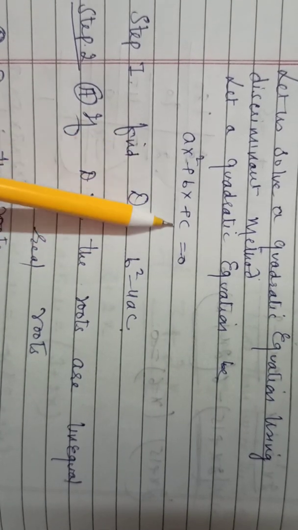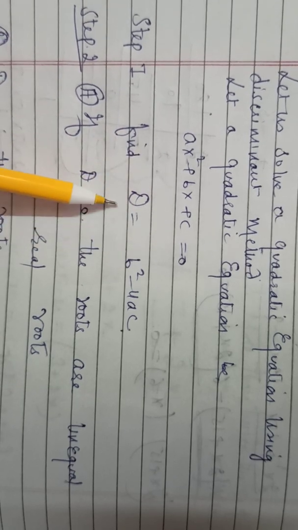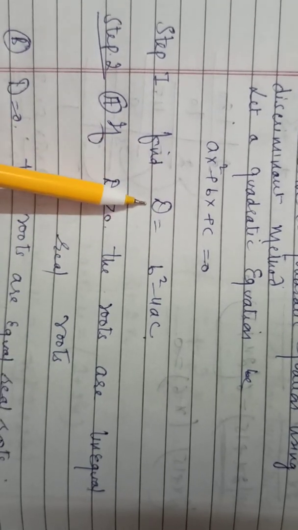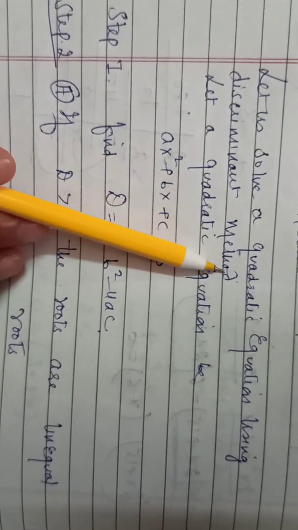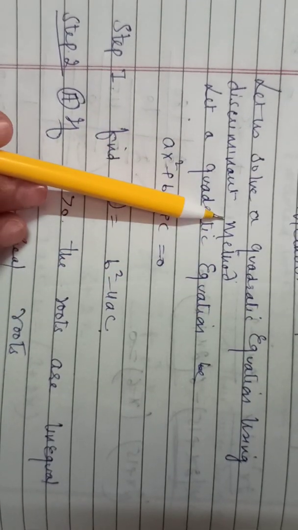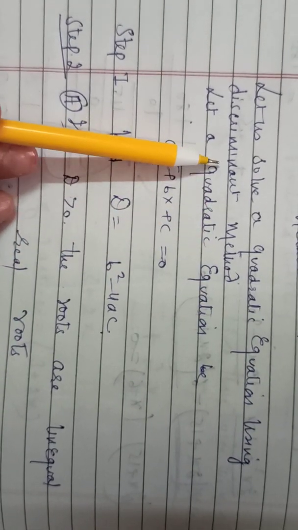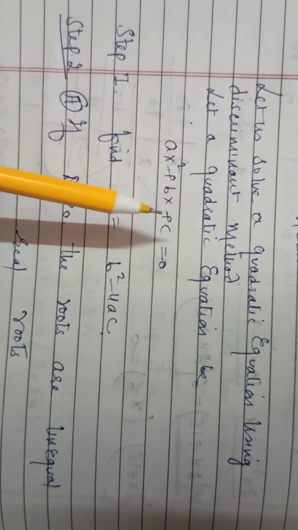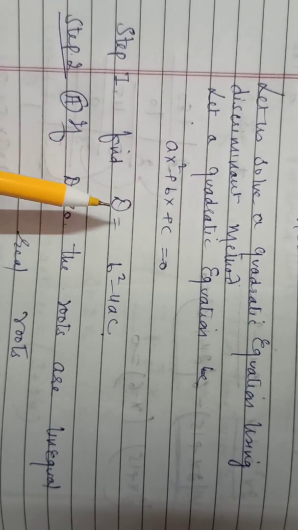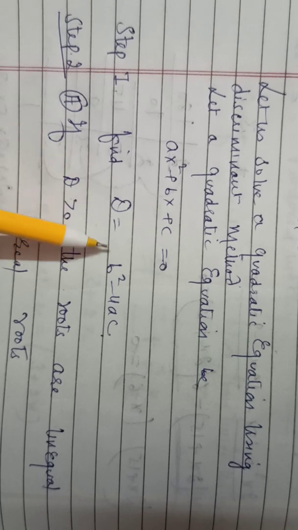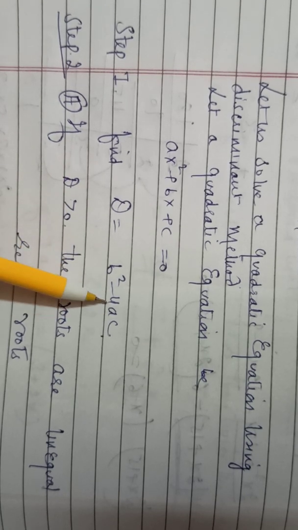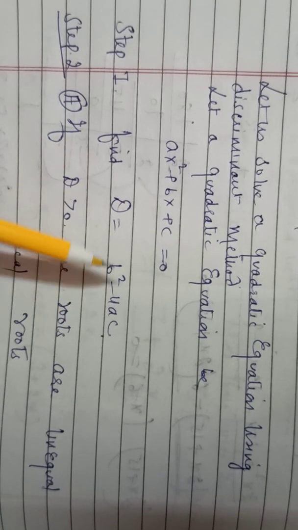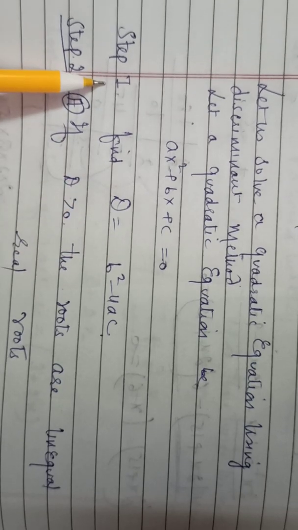To find the discriminant, we find d. To solve the quadratic equation by discriminant method, first of all we find the discriminant, and discriminant is d. And how we find d? It is b square minus 4ac. This is your first step.